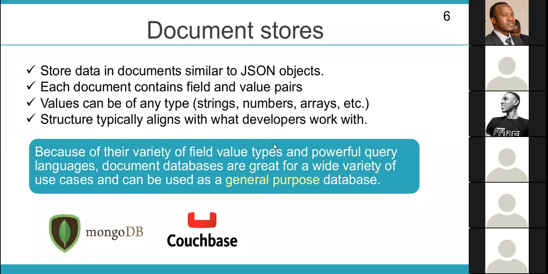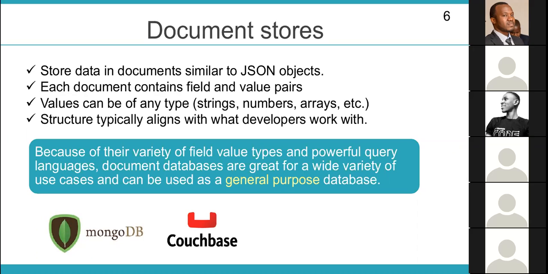So we'll start with document stores. Document stores store data in documents similar to JSON objects. I hope you're familiar with what a JSON object looks like. It's basically JavaScript object notation. Each document contains field and value pairs, just like a normal data structure in a typical programming language. So the values can be represented by any type literally. You can have strings, numbers, arrays, another object, a Boolean, etc.